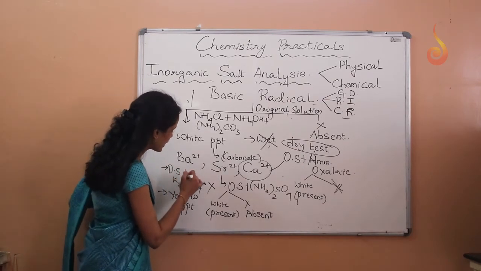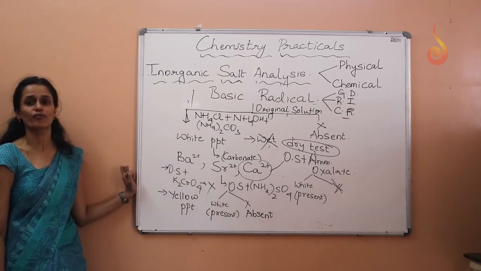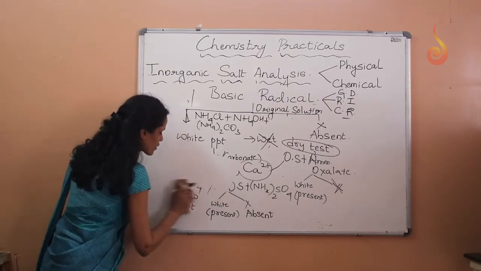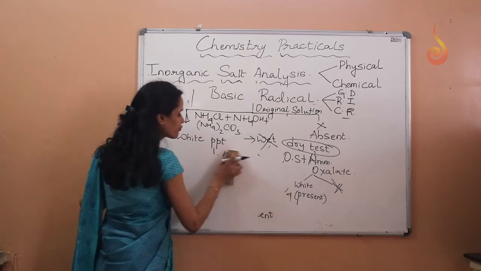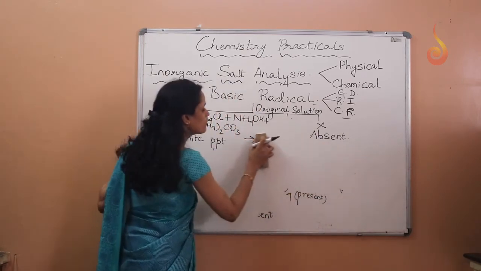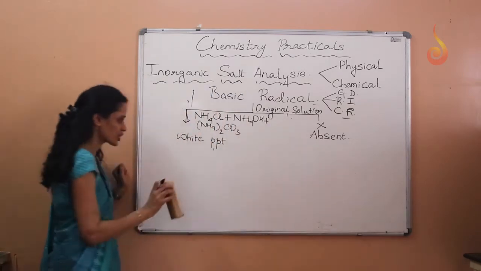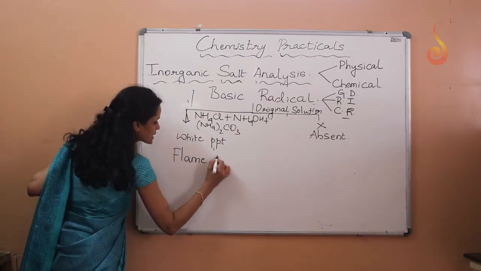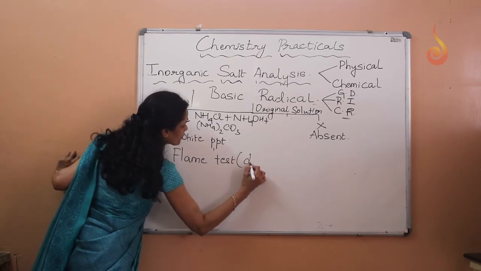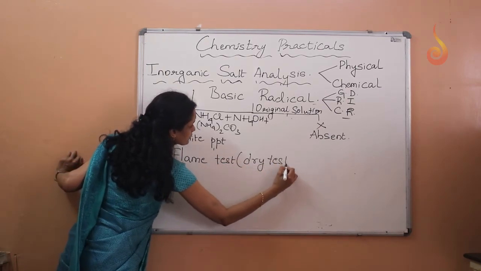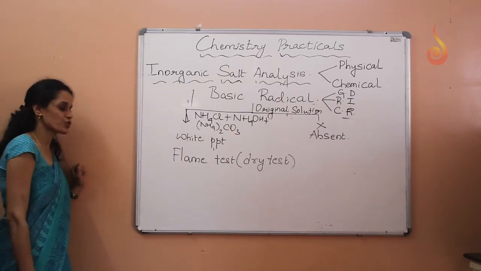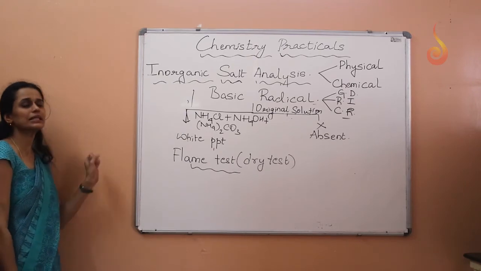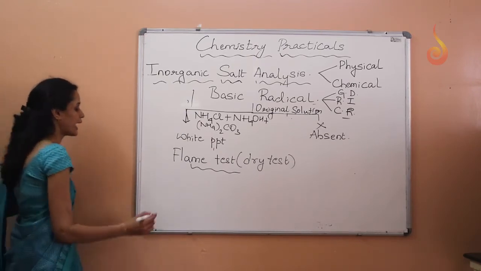So here, let's go back to the confirmatory test for the fifth group basic radicals. For the fifth group basic radicals, the confirmatory test is always a flame test. It is always what? Flame test. It is the best example of a dry test. Why do we perform the flame test? Only for fifth group basic radicals.